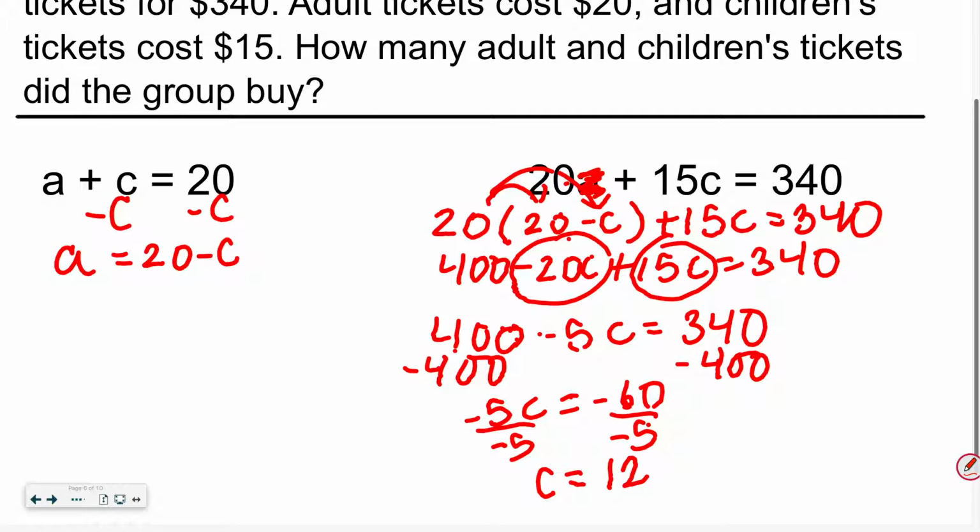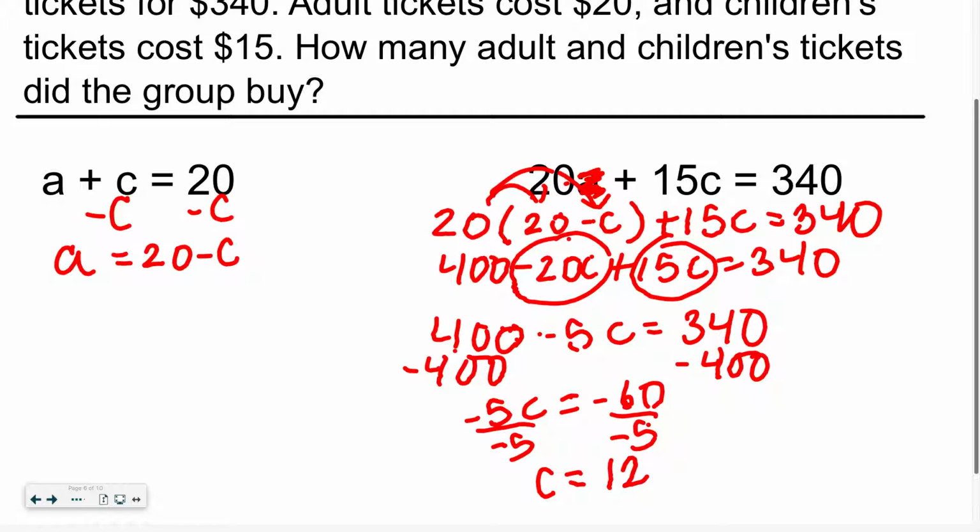So what does that mean? We have C equals 12. What does that mean in the context of our scenario? That they bought 12 tickets. Okay, so they bought 12. What kind of tickets? Children's tickets.